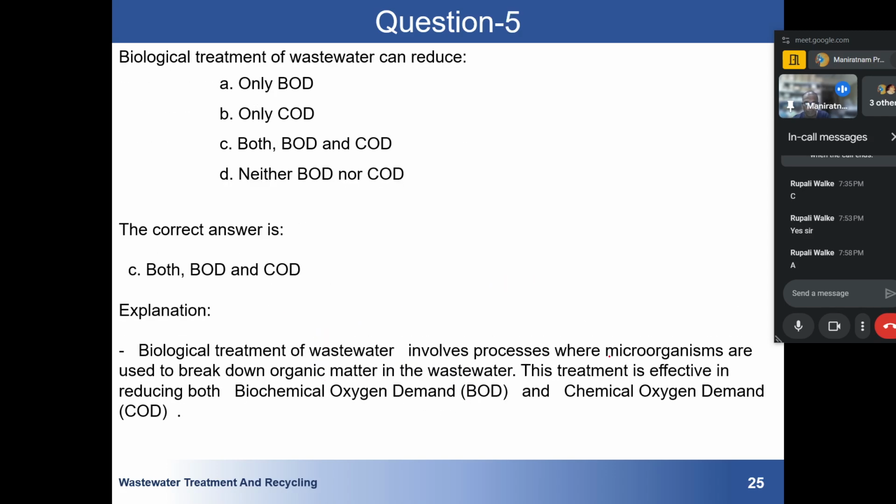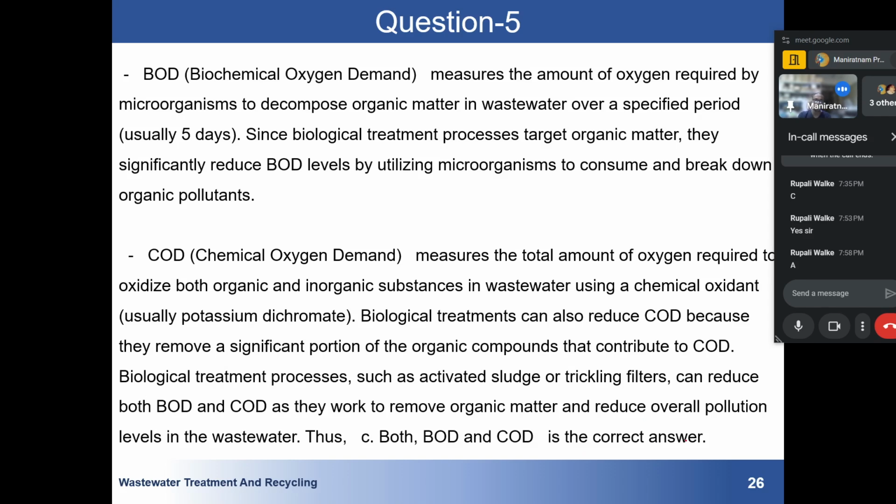microorganisms are used to break down organic matter in wastewater. This treatment is effective in reducing both biological oxygen demand and chemical oxygen demand. So I will be going through this BOD and COD.